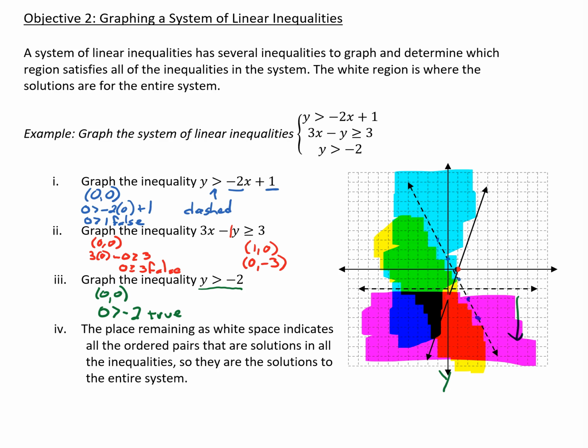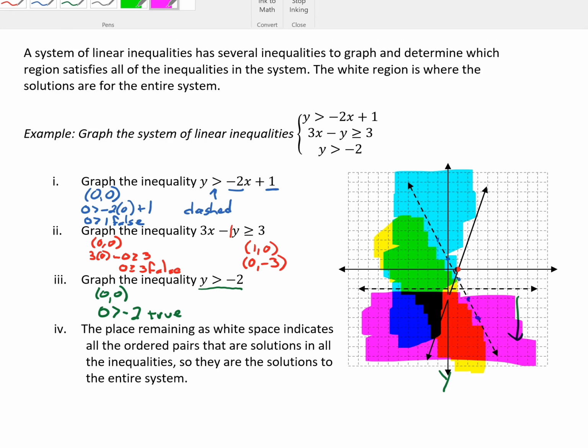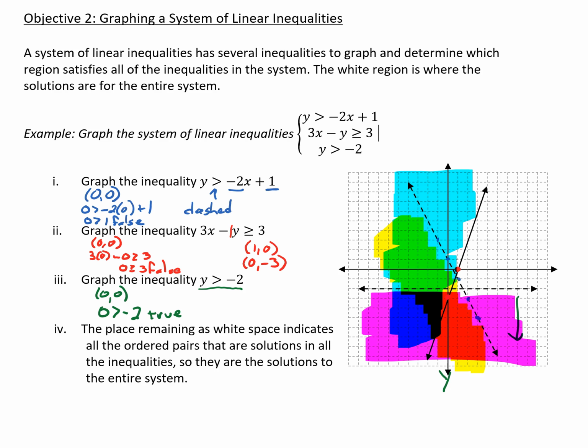Now we want to find the region where we have just the white color. The white region is where all the solutions are for our system of inequalities. This is where all of the ordered pairs would make our inequalities true.